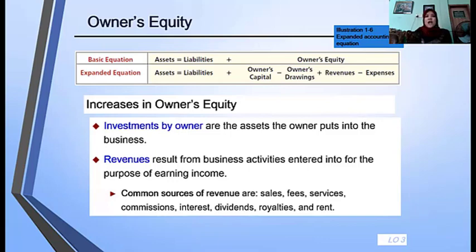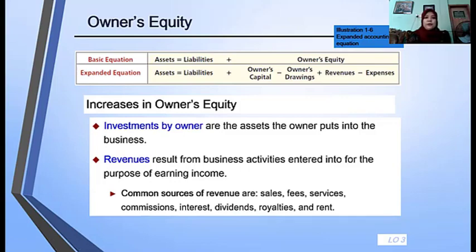What are the increases in owner's equity? When the owner's equity rises, there are exactly two activities: investment by owners and revenues. What is investment by owners? The assets of the owners put into the business. When you invest your money in the business, we call that investment by owners. And what is revenue? Revenue is the result of business activities entered into for the purpose of earning income.